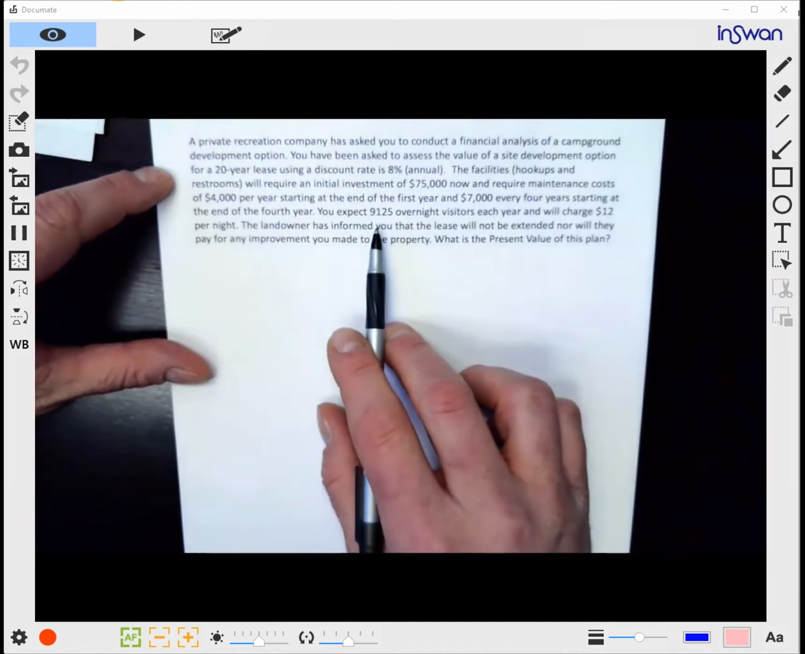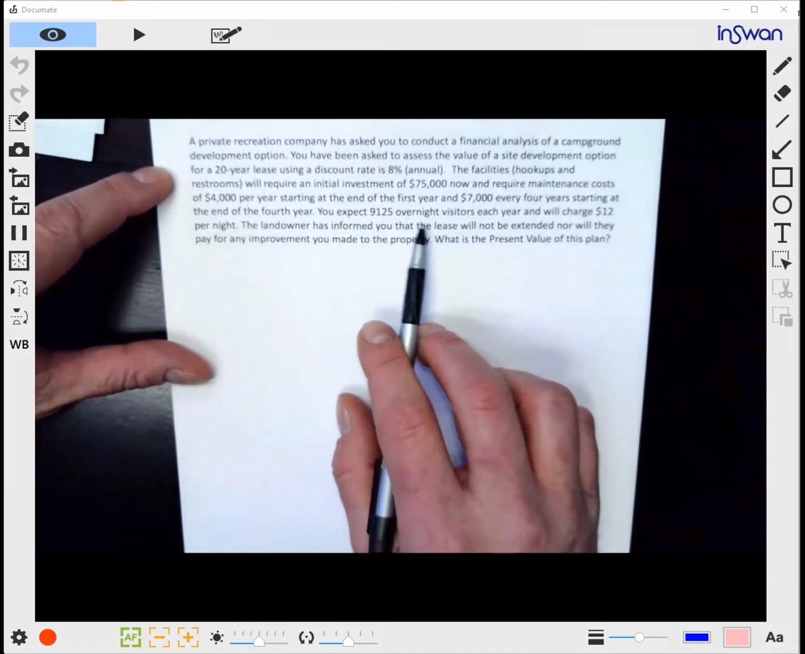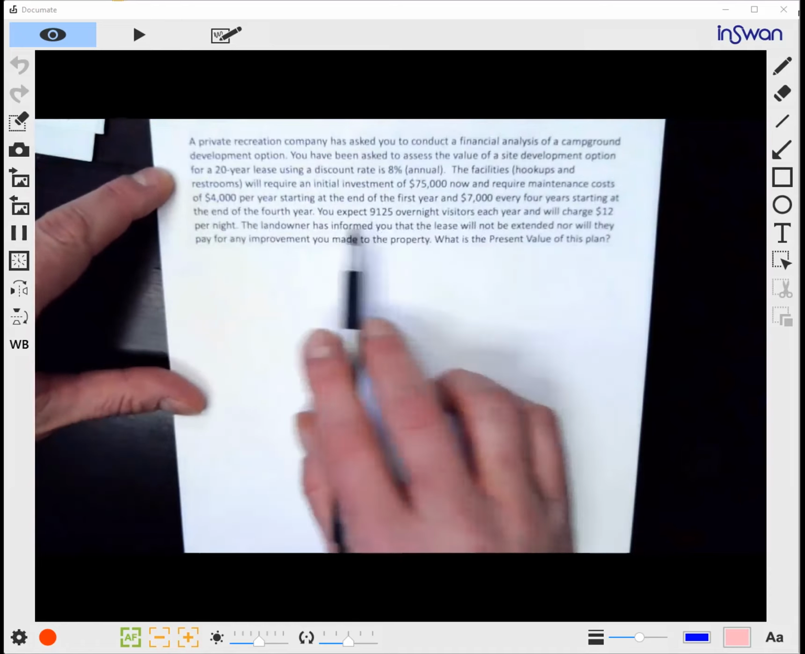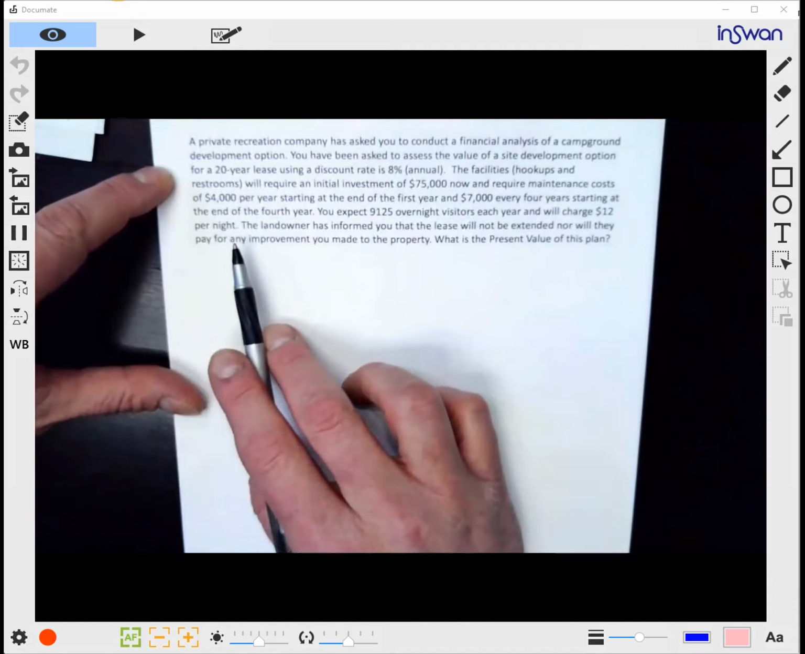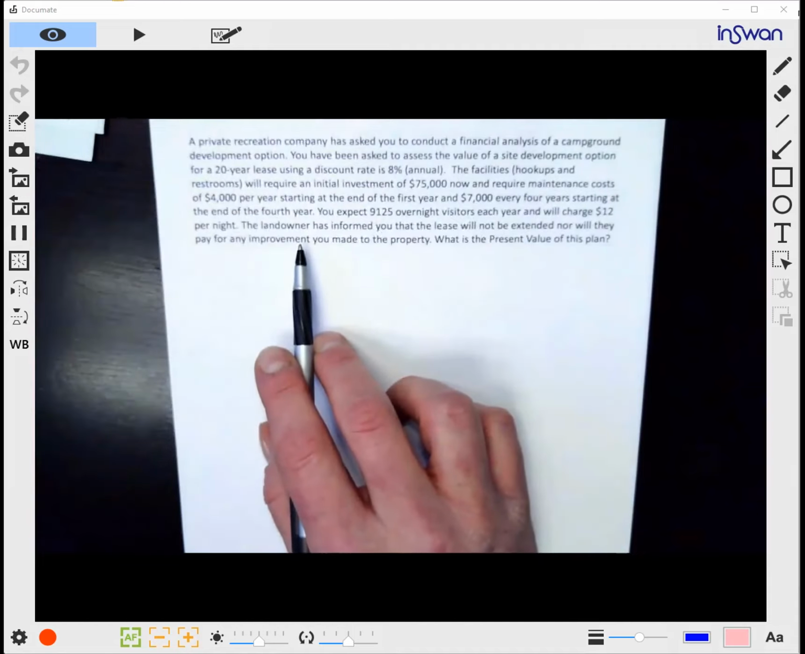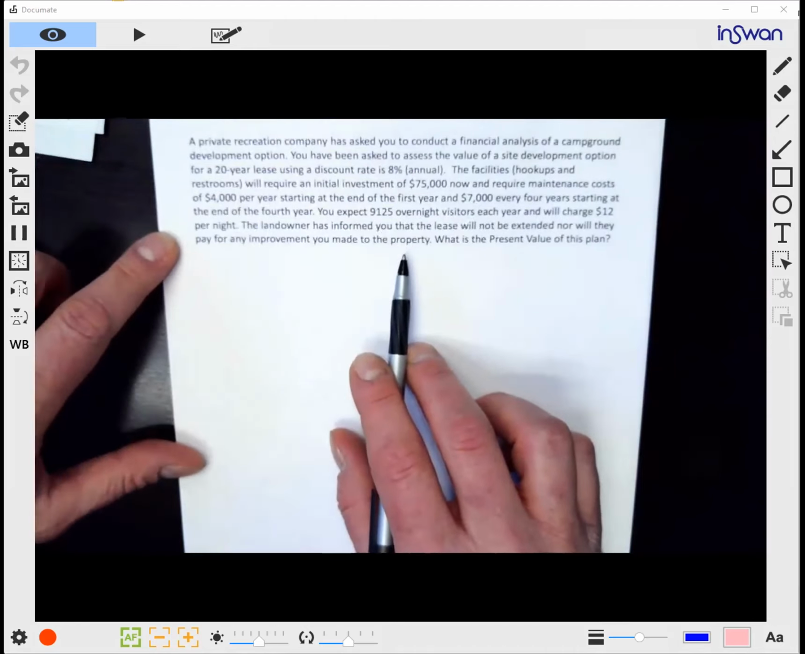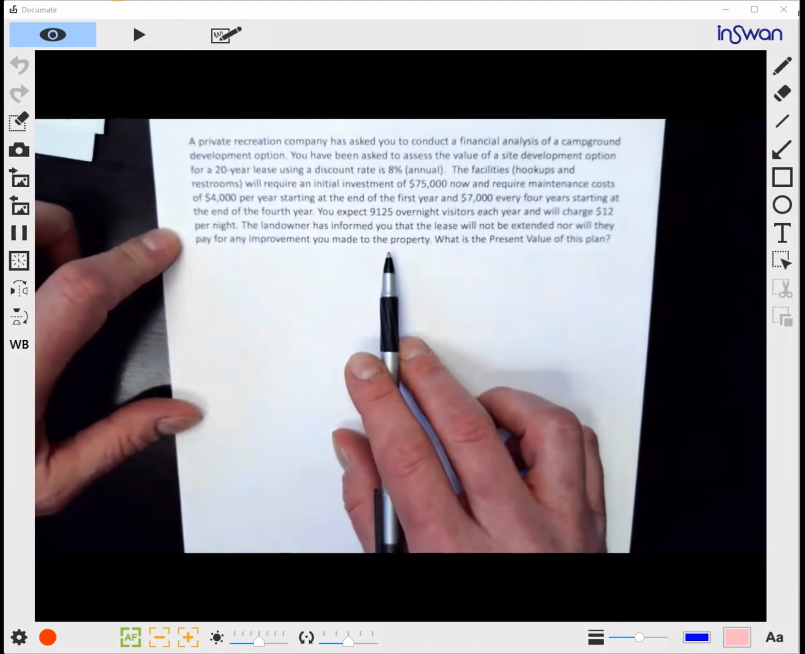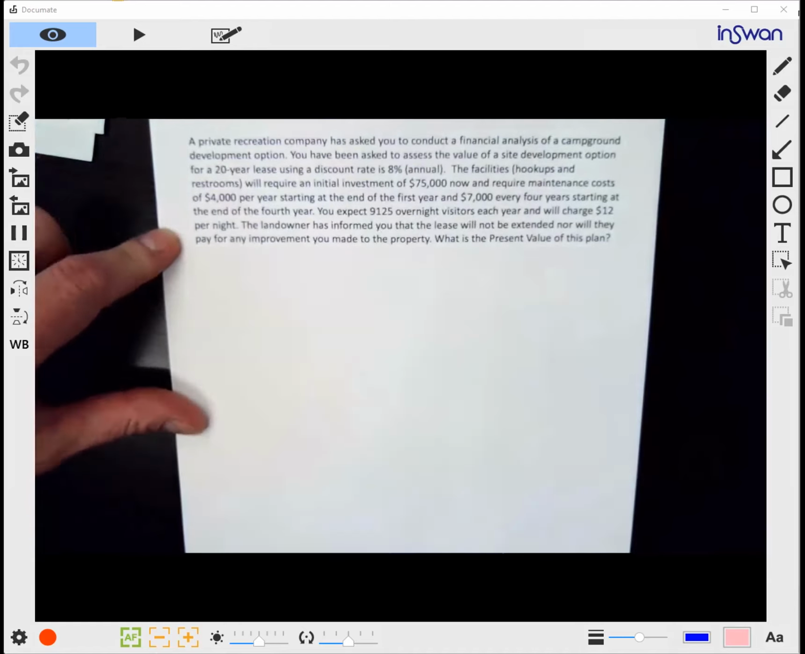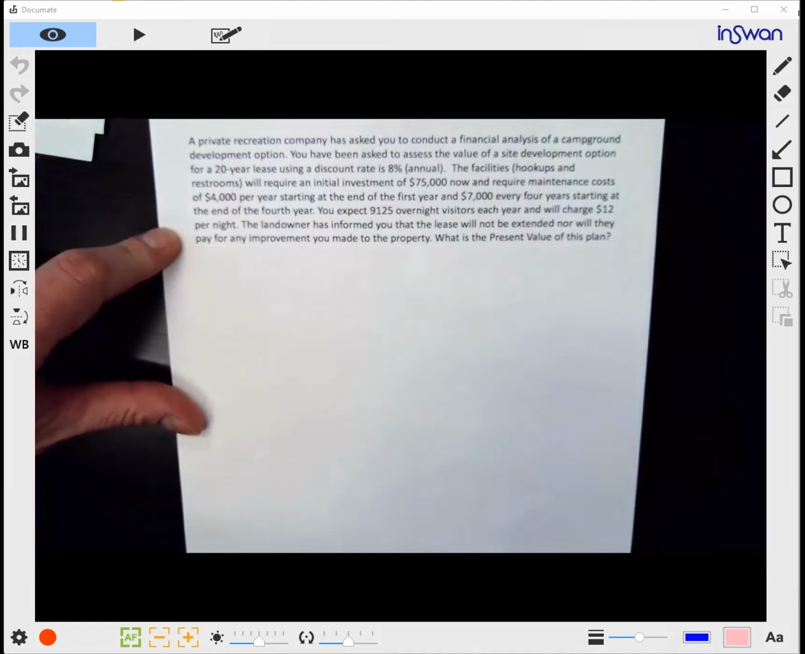We expect 9,125 overnight visitors each year, and they're going to charge $12 a night. The landowner, like the other one, has informed us that after the lease, it will not be extended, nor are they going to pay for any improvements we might make to the property. So my employer wants to know, what is the present value of this rustic plan?